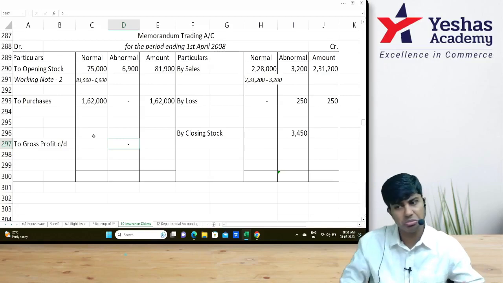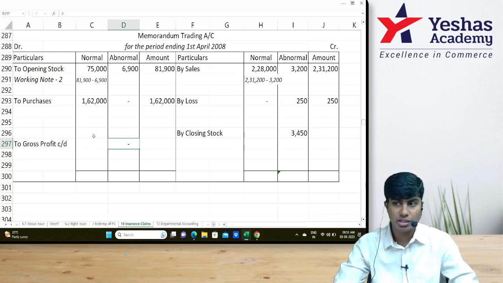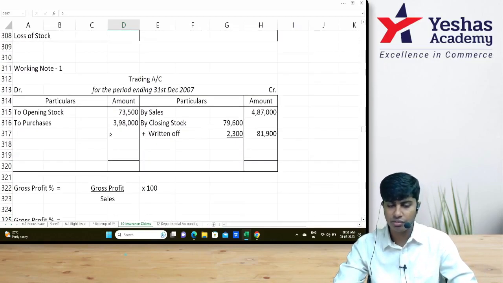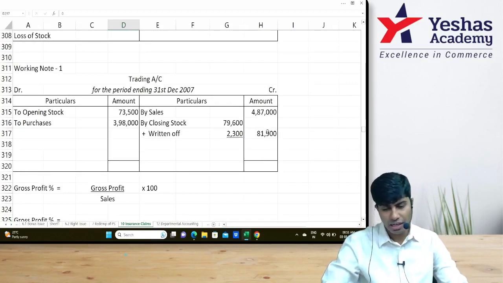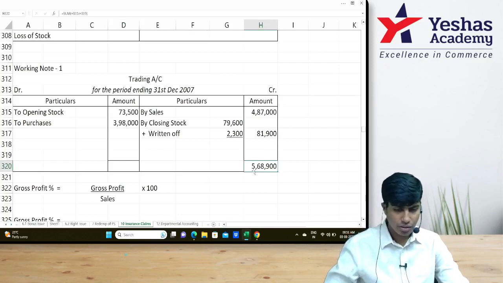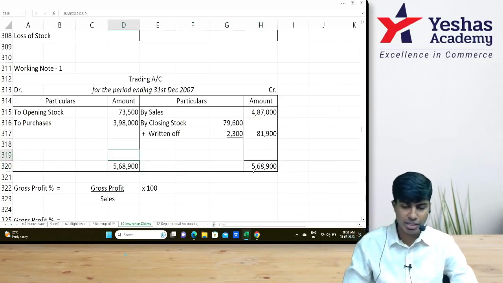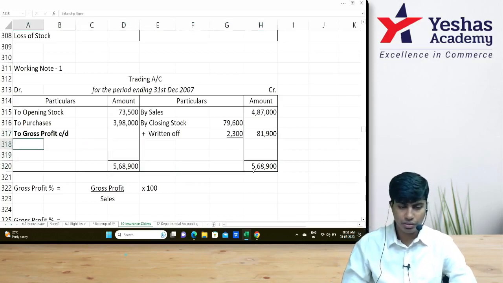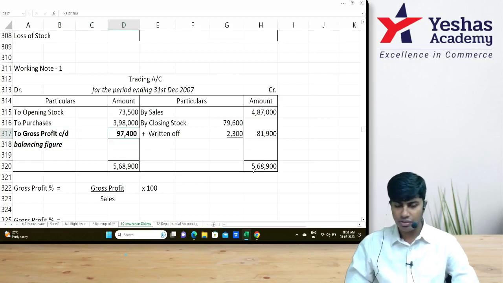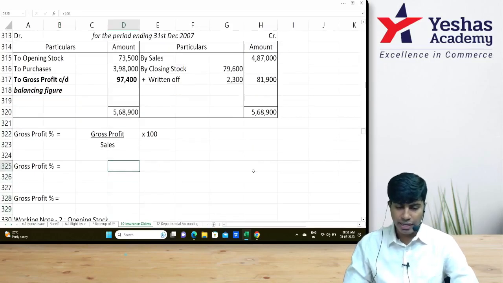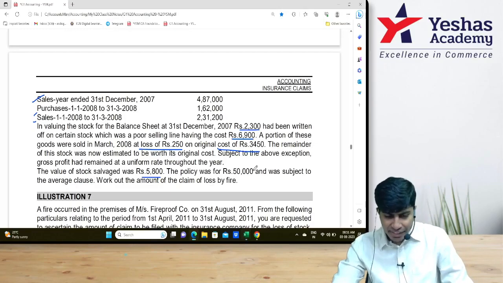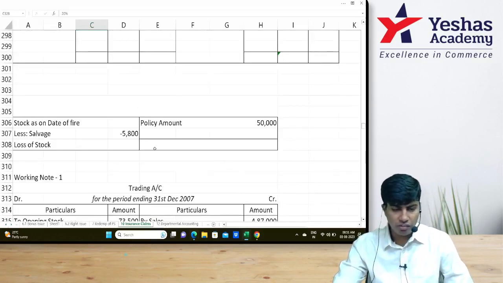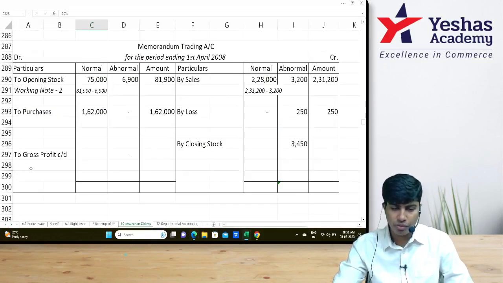Do we know GP percentage? No, we don't. What do we do in that case? We'll find GP percentage here. We have everything here. 4 lakh 87, 5 lakh 60, 5 lakh 68,900. 5 lakh 68,900 minus this. What do we get? 97,400. Let's find GP ratio. 97,400 divided by 4 lakh 87,000 into 100. Any trend given in the question? No. So shall we assume that in the current year also GP percentage will be 20%?